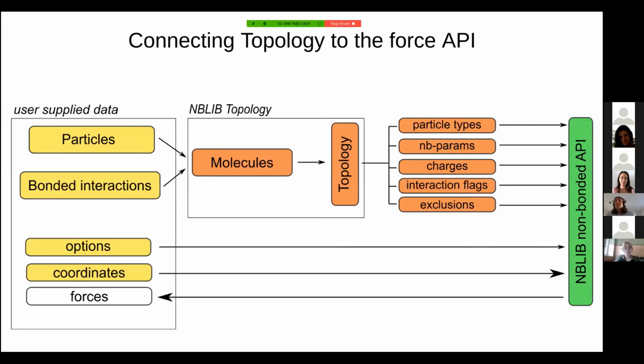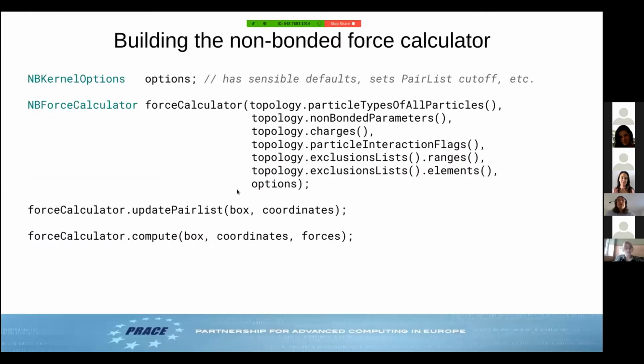And so this is really nice because the topology specification is actually just generating some input data of elementary types. So, that code looks something like this. You have some particle types, some non-bonded parameters, charges, and so on. So you generate your force calculator, you update a pair list, and then you can call compute straight away.